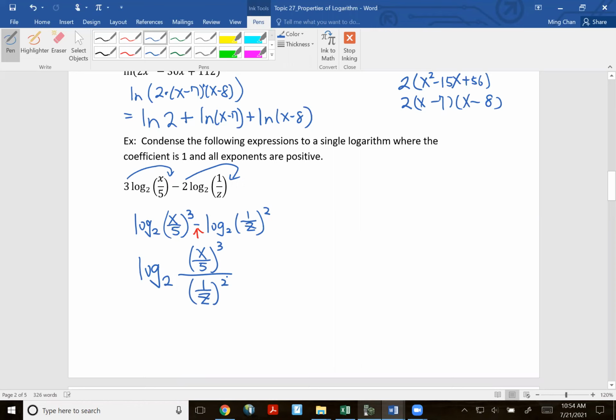Okay, from here I can simplify. I'm gonna do this on the side. x over 5, whole thing to the third, is x to the third over 5 to the third, which will give me x to the third over 125. That's the top. The bottom is 1 over z, whole thing squared. So that's 1 squared over z squared.